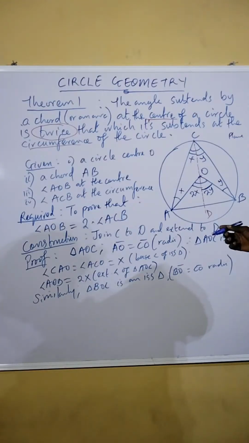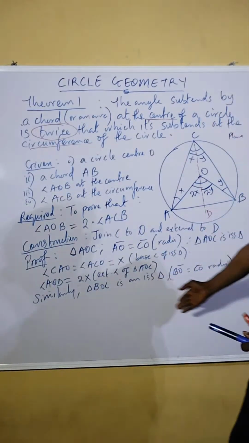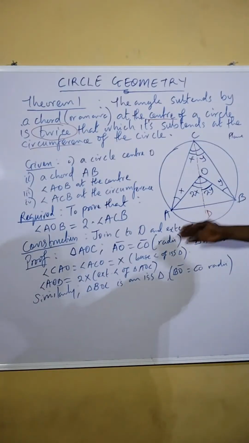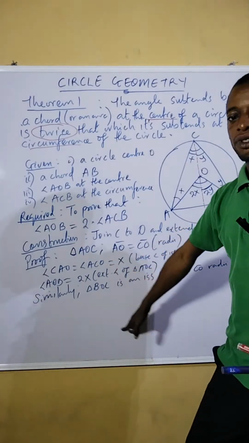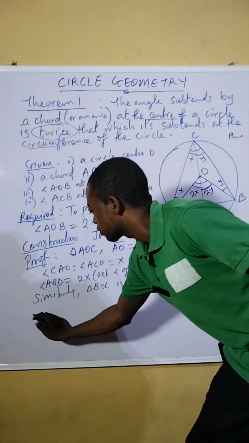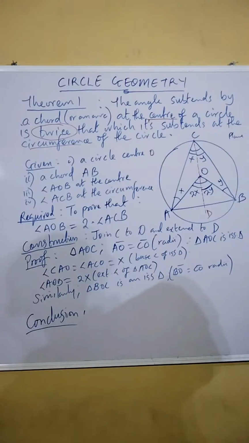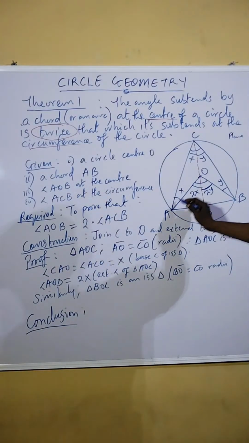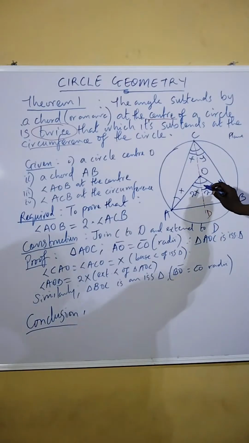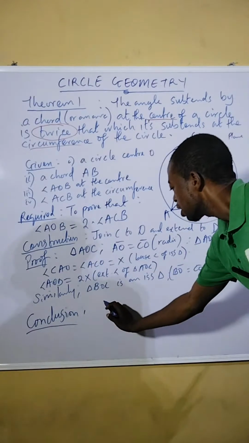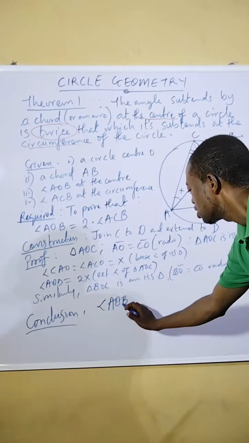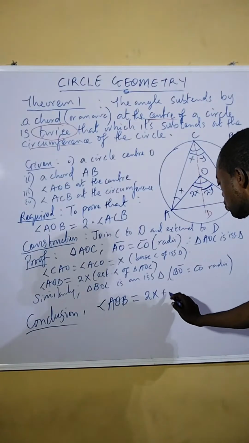Now, because of space here, I'm supposed to have written what I've done here, the same way I've written this. So we can say conclusion now. From what we have, we can deduce that the whole angle at the center that we are considering, angle AOB, is 2x plus 2y. So we can say angle AOB is equal to 2x plus 2y.